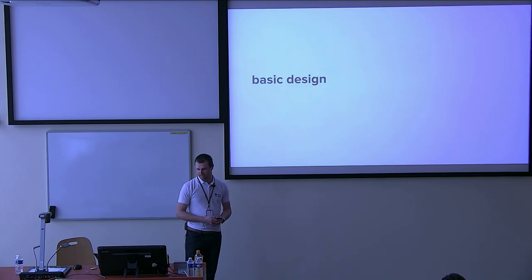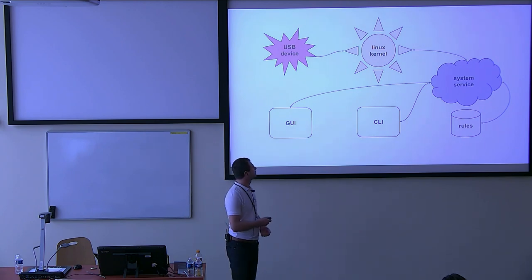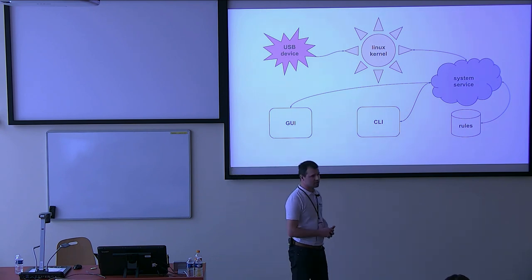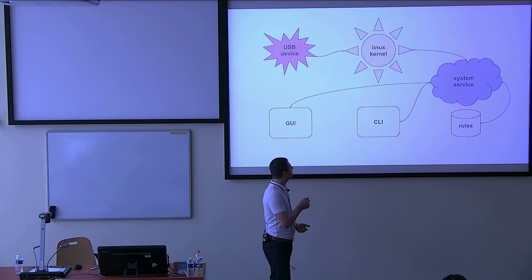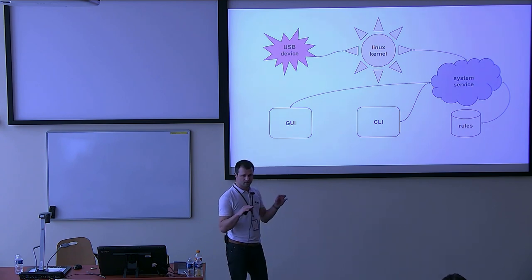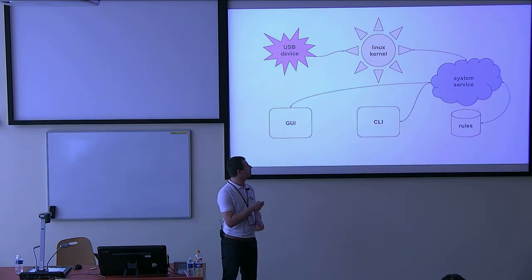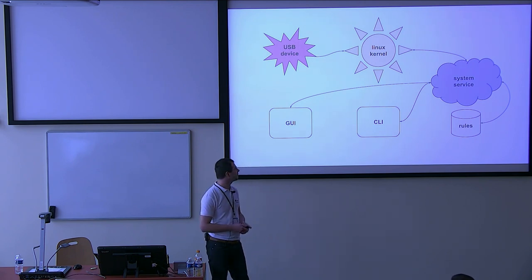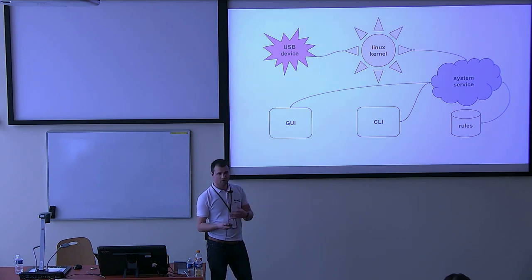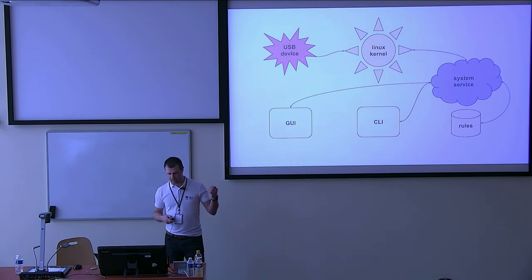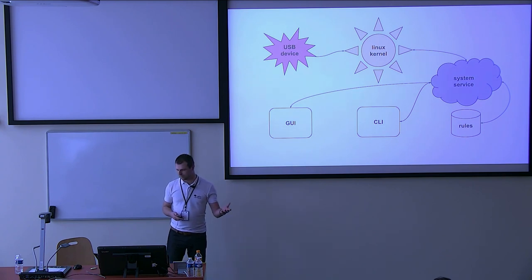So now the basic design. As you can see, we have a Linux kernel, we have some USB device, and then we have a system service, the USBGuard daemon, which is listening to the events from the kernel and uses the database where the rules are stored, and applying these rules to particular devices connected to the USB ports, it either blocks or enables the device. There is also a command line interface and graphical user interface for managing and also online monitoring the situation.